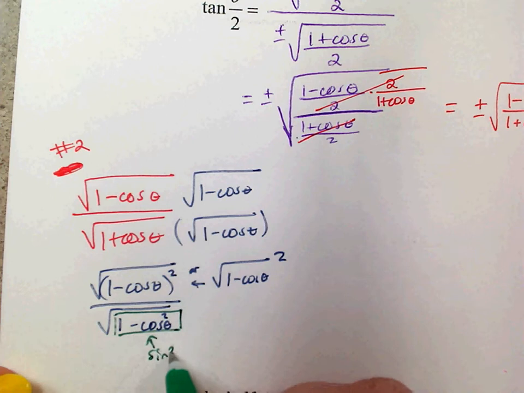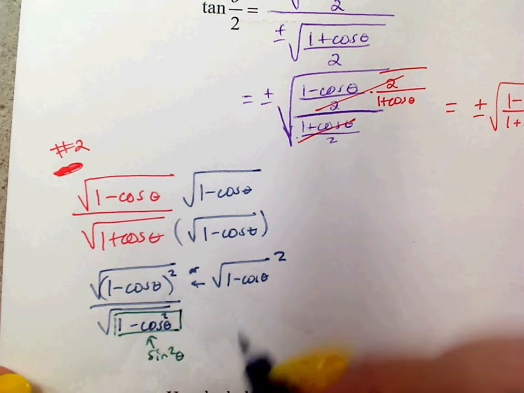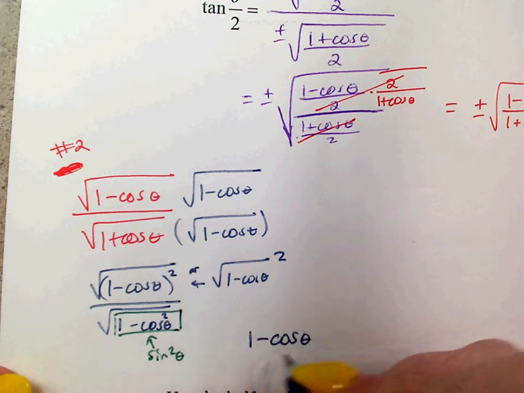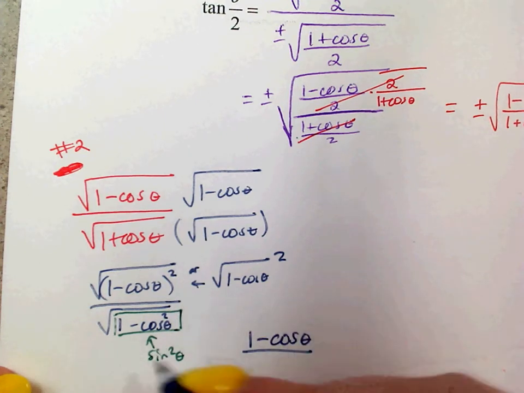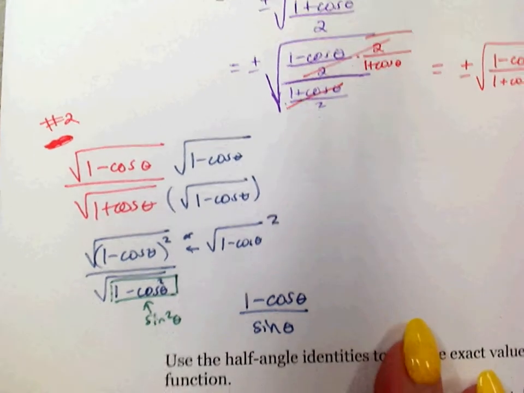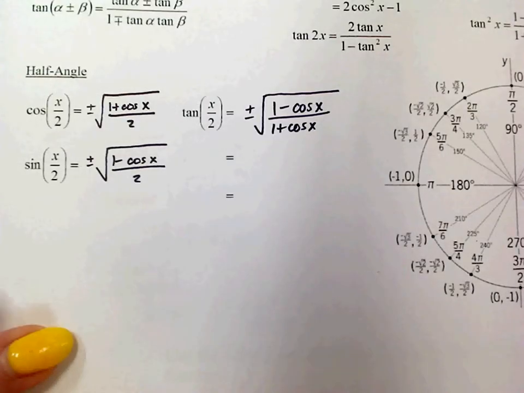So what we end up with is the square root of sine squared in the denominator, which is just sine. So the square root and the square cancel each other out in the numerator, or simplify out. They undo each other. So I'm left with 1 minus cosine theta, and in the denominator I'm just left with sine of theta. So that's another one, 1 minus cosine over sine. I personally really like this one because I only have one term in the denominator, and that makes evaluating your expressions much easier. So I've got 1 minus cosine over sine.